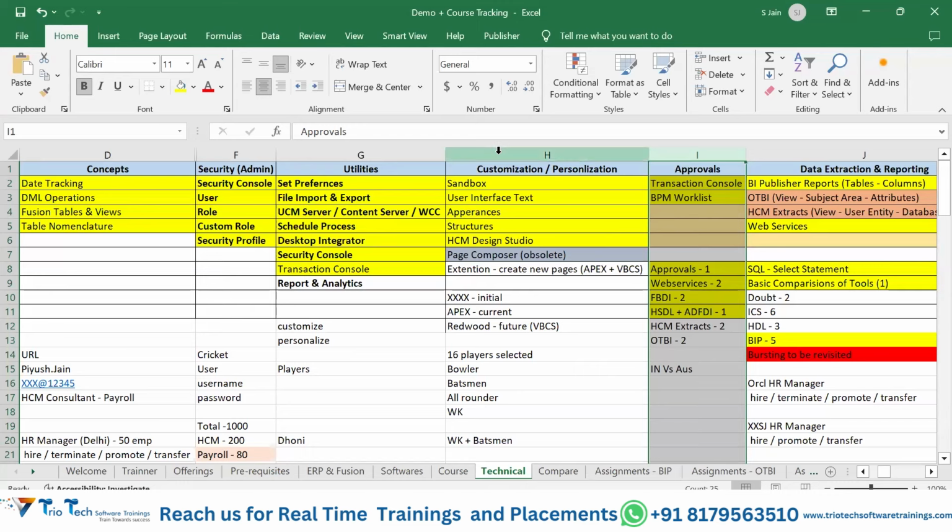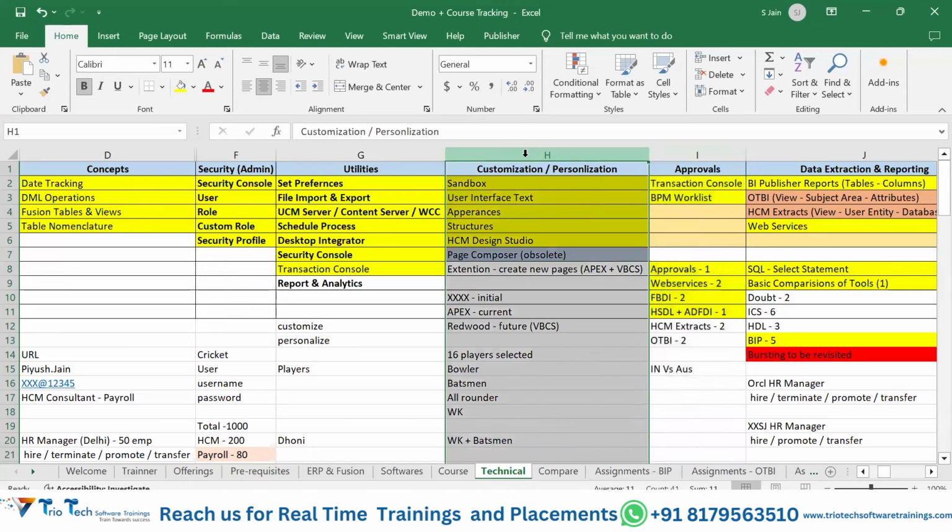Apart from that, there is a bucket of five or six different tools available, like Sandbox, UI, Application Composer, Page Composer, HCM Design Studio. Different tools are available, and they will help you personalize and customize the application. Let me explain personalization and customization so that you get an understanding of the training methodology and how I am going to explain the concept.